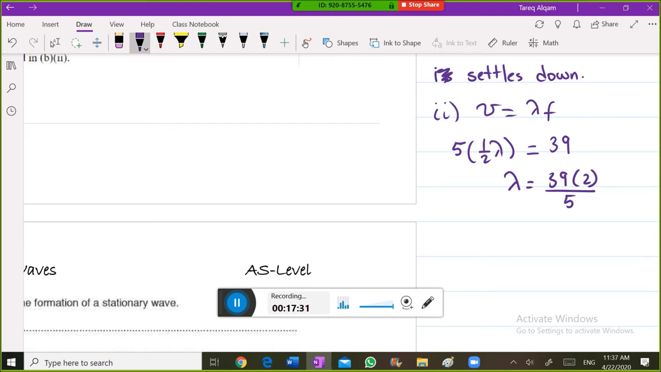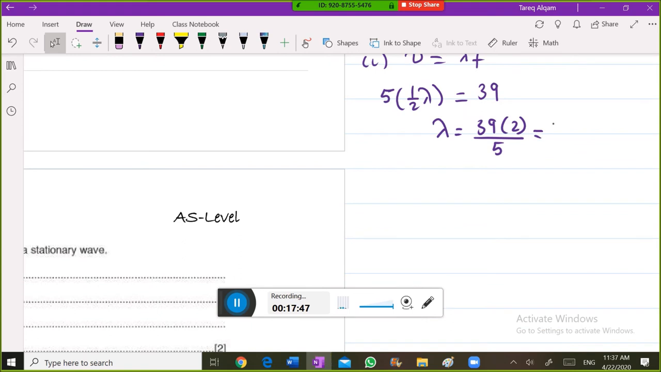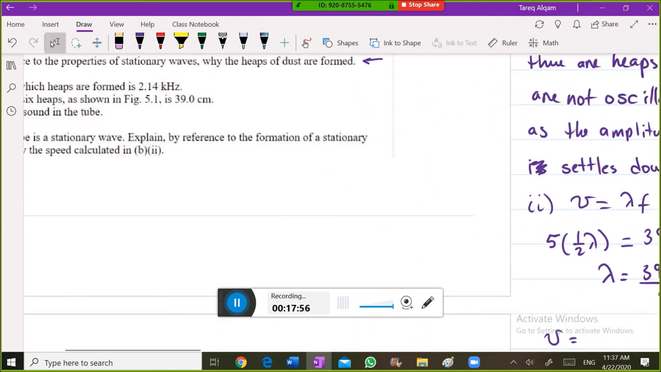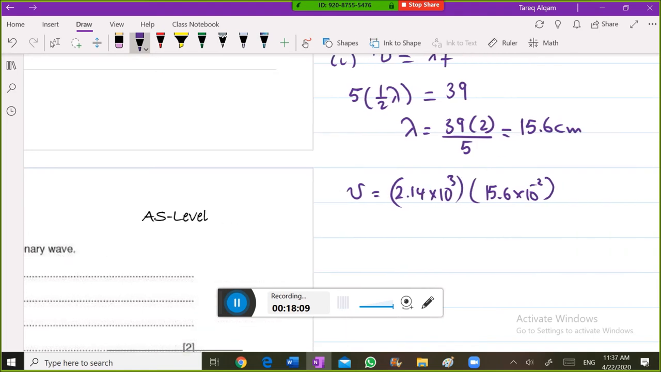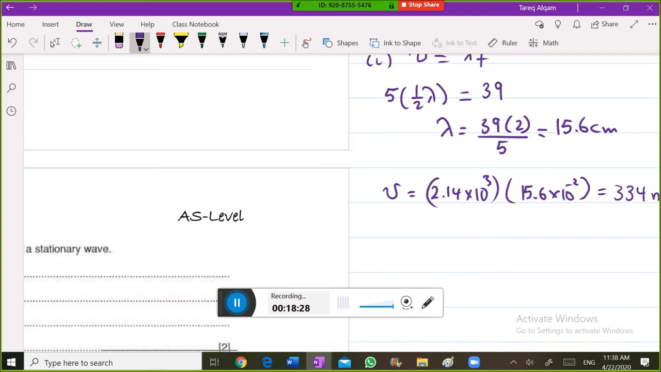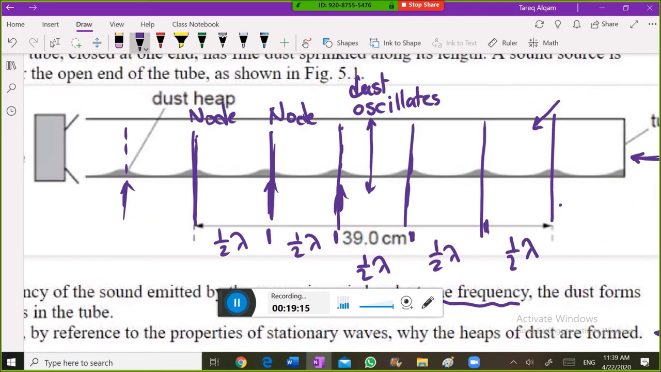Okay, who has a calculator? Please do it. 15.6 centimeters. If I want to find the speed of sound, now I have to multiply the frequency by this wavelength. The frequency is 2.13 kilohertz, don't forget, times 15.6 times 10 to the power minus 2 in order to convert it to meters. So the result is 334 meters per second.